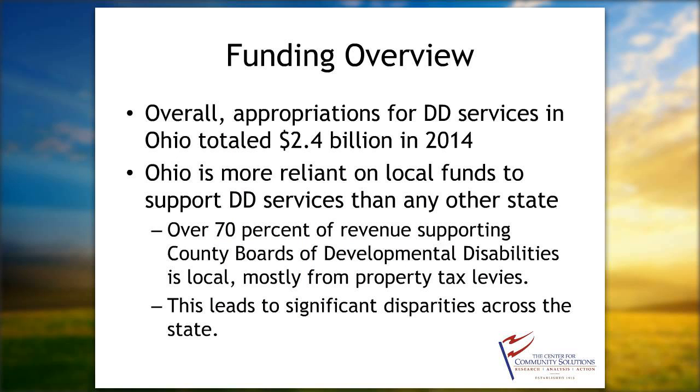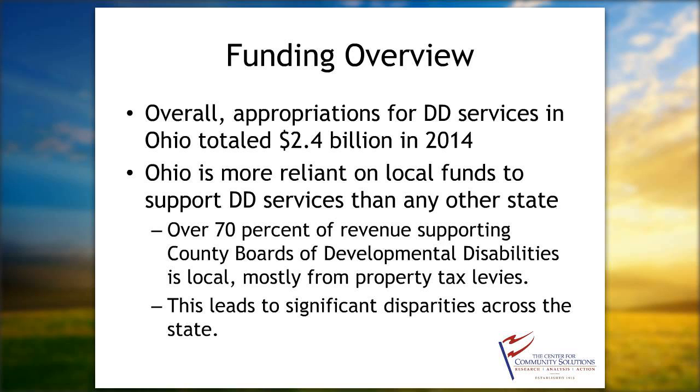Total state appropriations for DD services totaled $2.4 billion in 2014. Keeping in mind that this includes over $300 million in county board waiver matching funds, and about $460 million of the state appropriation supports ICFs, while about $1.4 billion supports waivers.